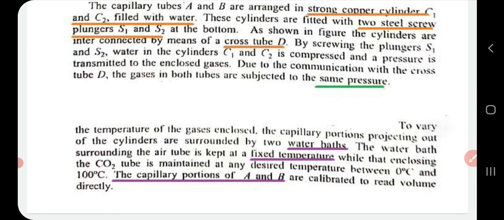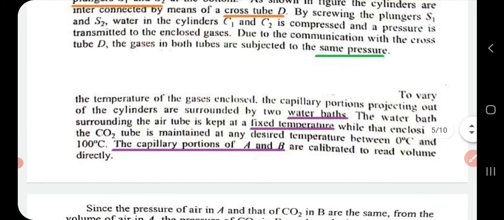One more thing to remind you is that in tube A you have air, and in tube B you have carbon dioxide. In order to vary the temperature of air and carbon dioxide, a water bath is provided. There is a water bath surrounding air in tube A. Similarly, there is a water bath surrounding carbon dioxide in tube B. Before starting the experiment, the water bath surrounding A is kept at a fixed temperature, whereas the water bath surrounding B is varied between 0 and 100 degrees Celsius.